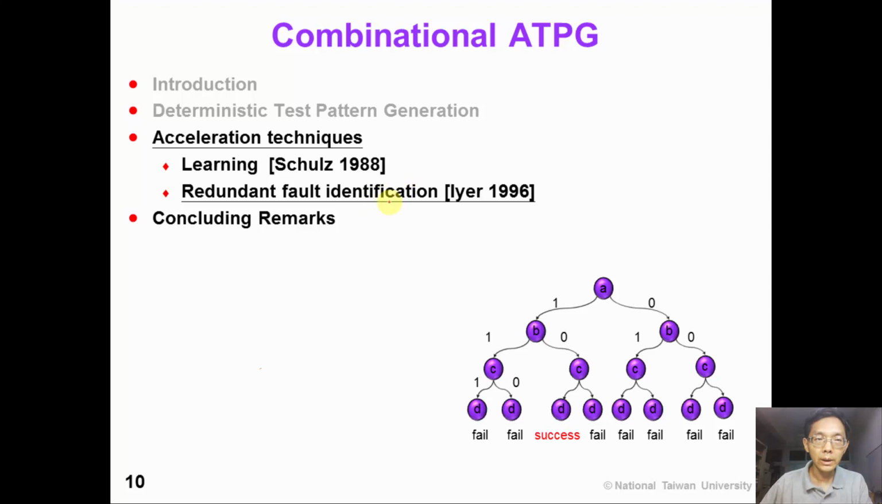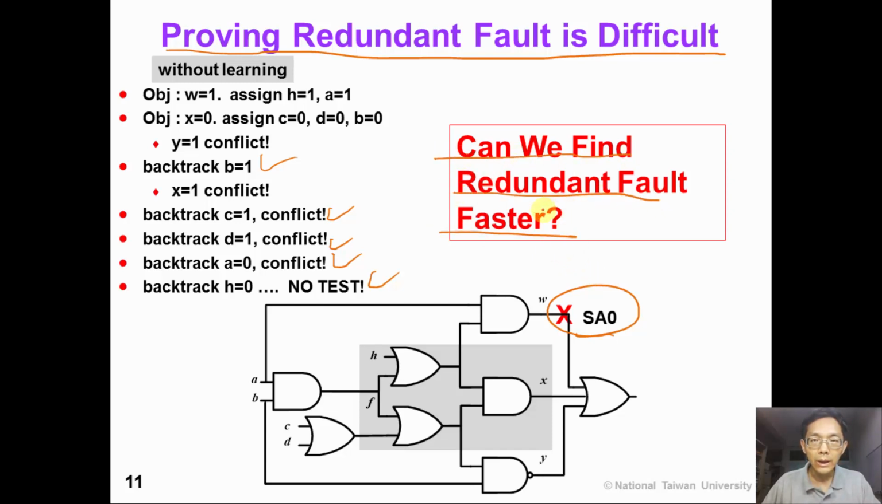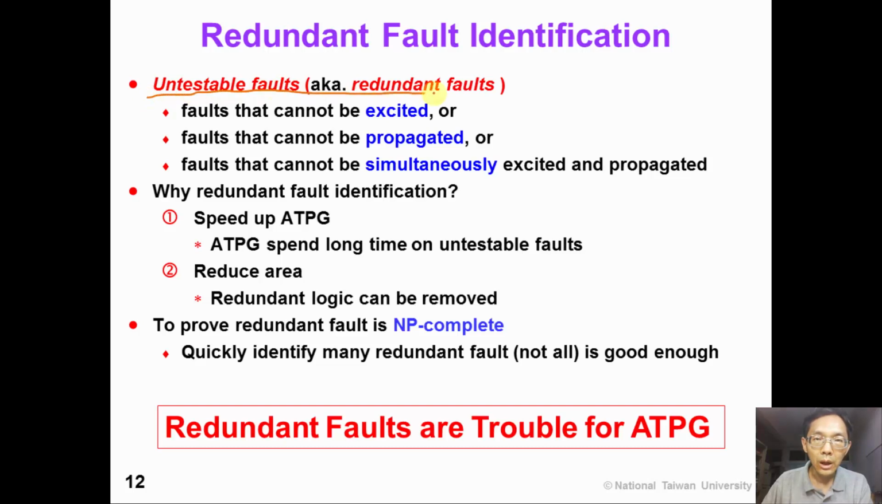Now let's move on to the next technique, redundant fault identification proposed by Euler. As we can see from the previous example, proving a redundant fault is a difficult task. For example, we need many backtracks before we can prove that this fault is untestable. If we run ATPG on this fault, we will waste a lot of time. So, can we find a smarter way to identify redundant faults faster?